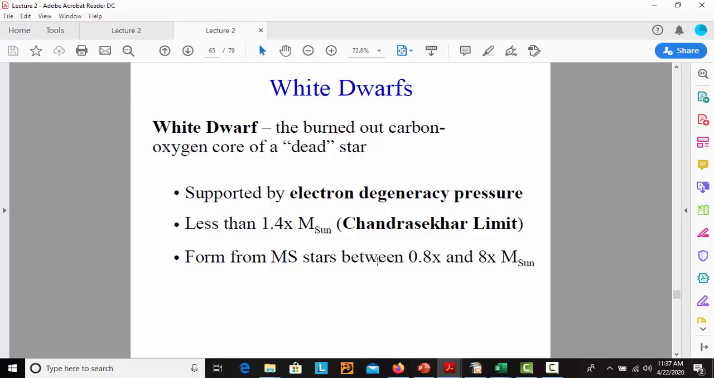So if it's less than 1.5 times the mass of the sun, then they form from main sequence stars between about 0.8 and 8 times the mass of the sun.